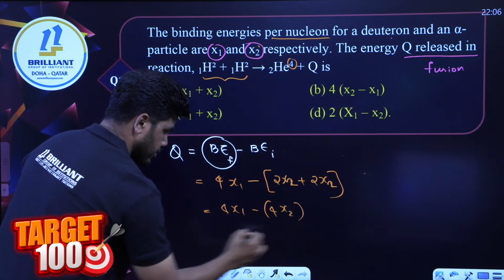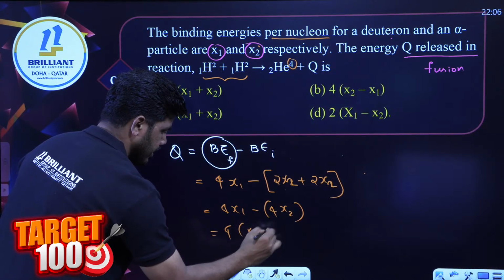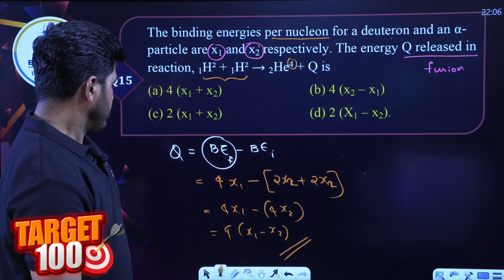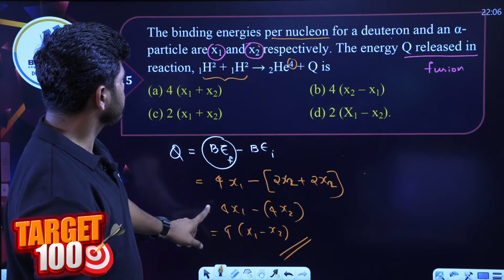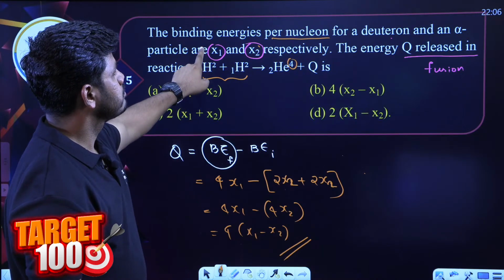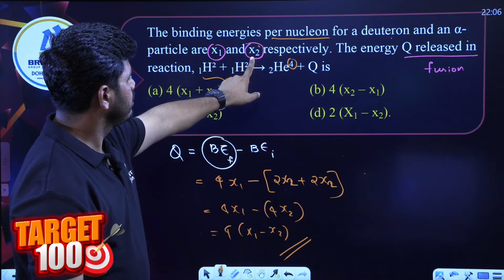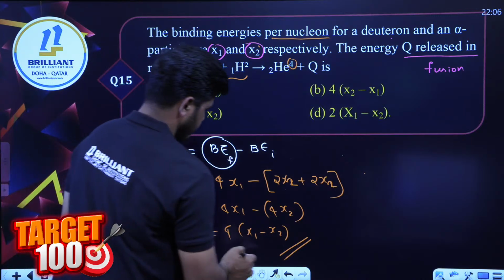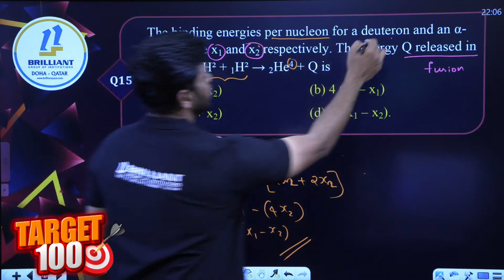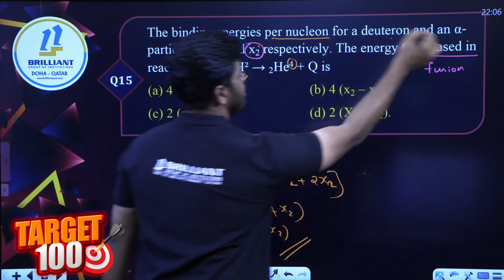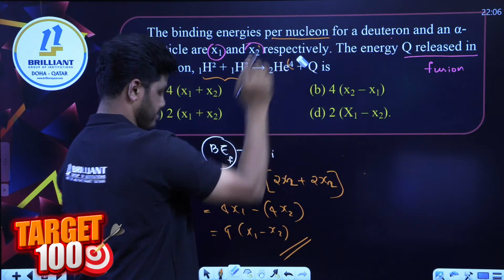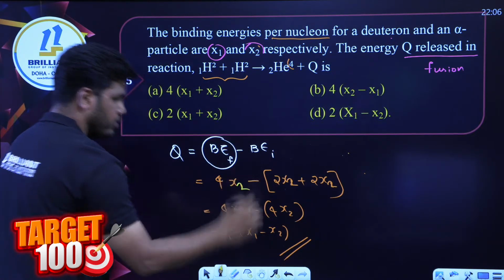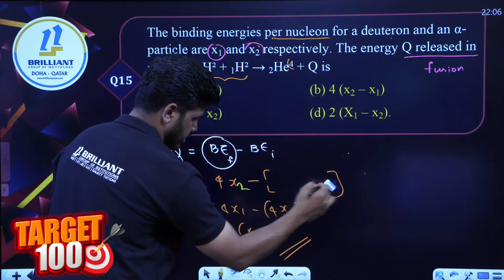So this is 4X2. You can take 4 out, 4 into X1 minus X2, which is going to be alpha particle X1 and X2. Okay, sorry, we have taken it the other way around. Nobody noticed. For neutron it is X1, alpha particle it is X2 respectively. Be careful. For alpha particle it should be X2, and for deuteron it should be X1.